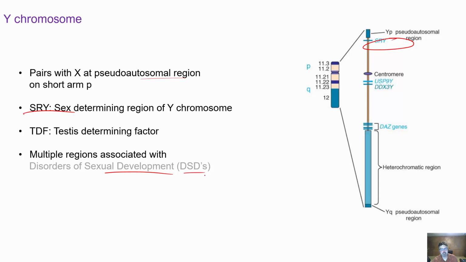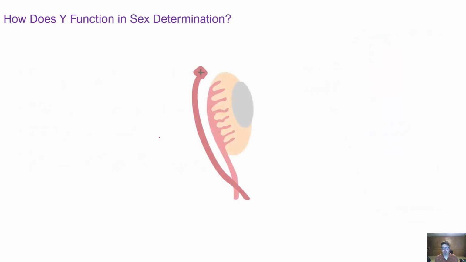And we'll talk about these different DSDs, these disorders of sexual development, but depending on which region of the chromosome gets affected, the disorder would vary in its phenotypic manifestation, as you can imagine.